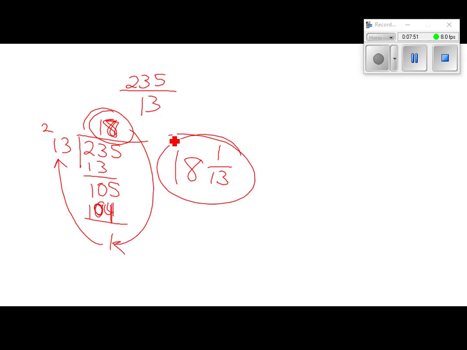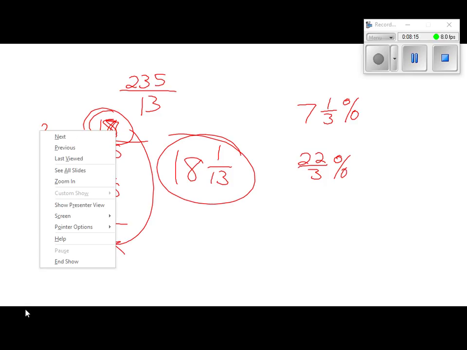Like earlier in the year we had 7 1/3% sometimes. That makes more sense than 22/3%. Even though those are the same numbers, that one's in a better form for what we need it for. Other questions?